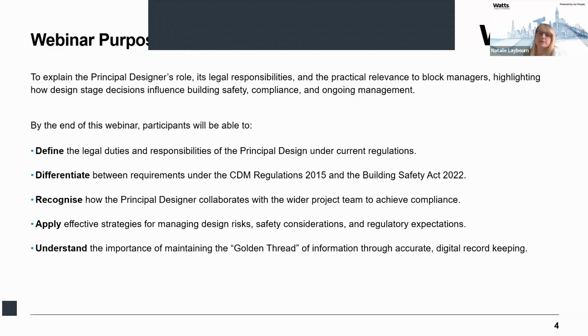Recognise how the principal designer collaborates with the wider project team and why this is important for compliance and safety. Apply strategies to manage design risks and safety considerations, which will help you support safe, compliant buildings. And also understand the importance of maintaining the golden thread and having accurate, transparent records, which underpins ongoing compliance and, again, regulatory inspections.